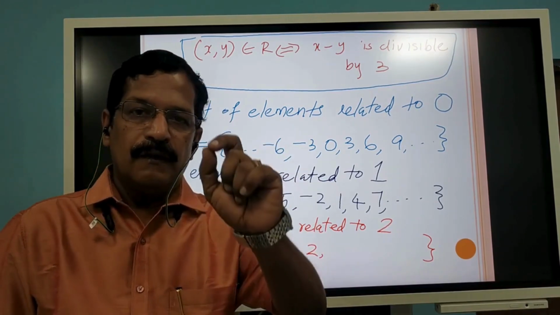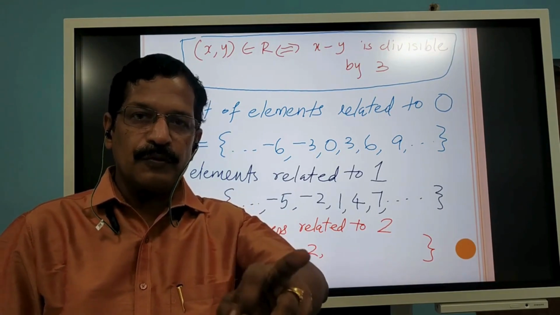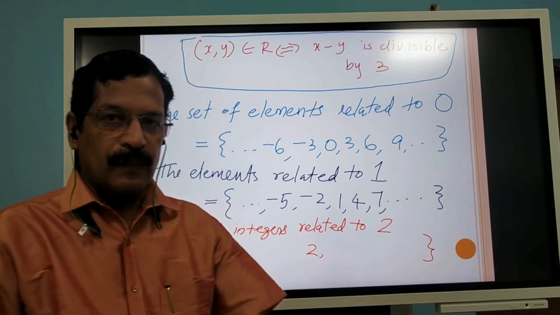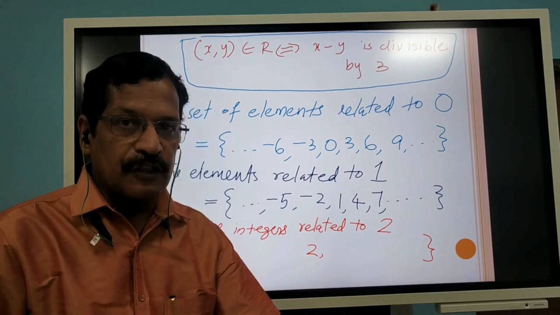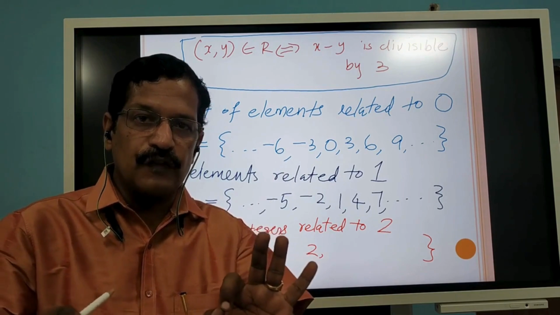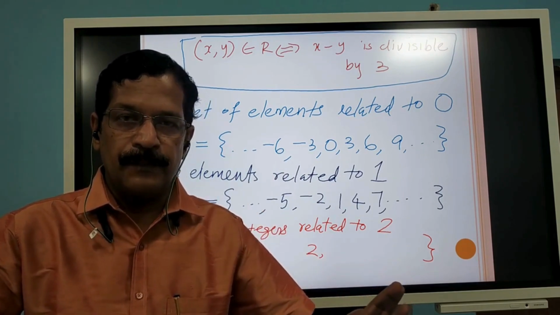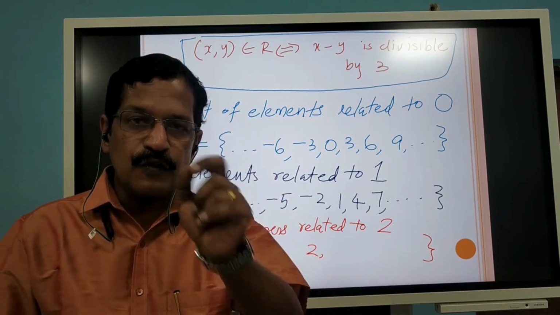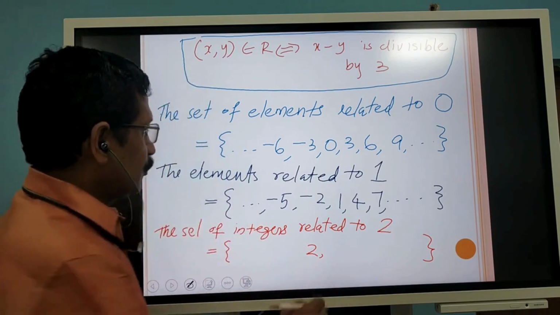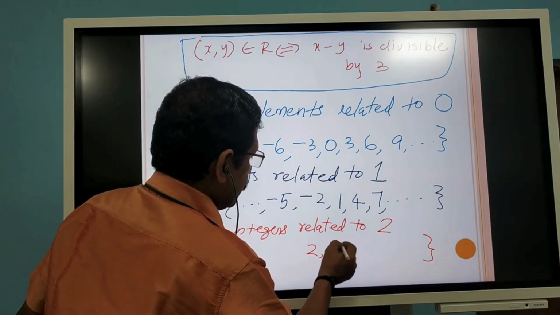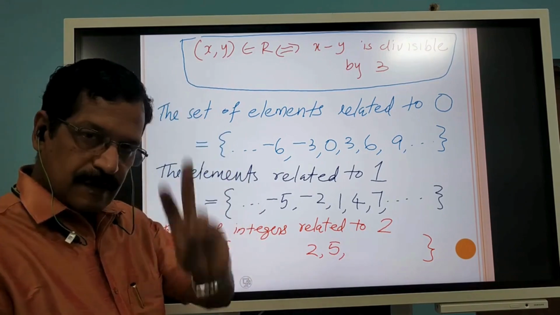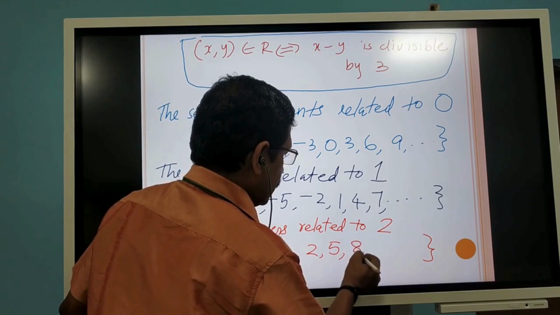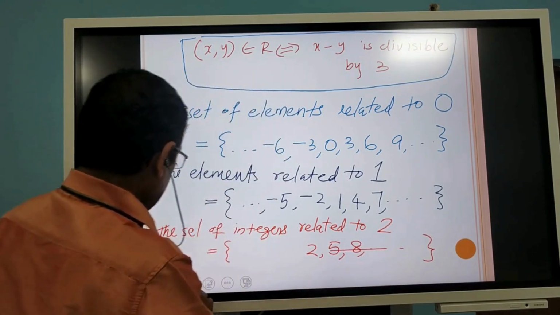Now, whether 3 is related to 2? Not possible, because 3 minus 2 is 1, it is not divisible. Whether 4 is related to 2? 4 minus 2 is equal to 2, it is not divisible. Whether 5 is related to 2? 5 minus 2 is equal to 3, is divisible. So, 5 possible. 6 not possible. 7 not possible. 8, 8 minus 2 is equal to 6. So, 8 possible. Excellent.